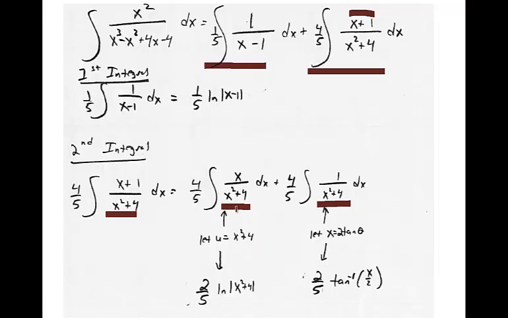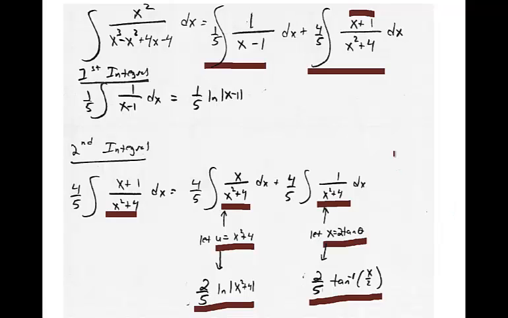So this one here, this is a u substitution where I let u be equal to x squared plus 4. Follow it through and you'll get an answer of 2/5 natural log of x squared plus 4. This one is a trig substitution where x is equal to 2 tangent theta. Follow that through and you'll get a 2/5 inverse tangent of x over 2.